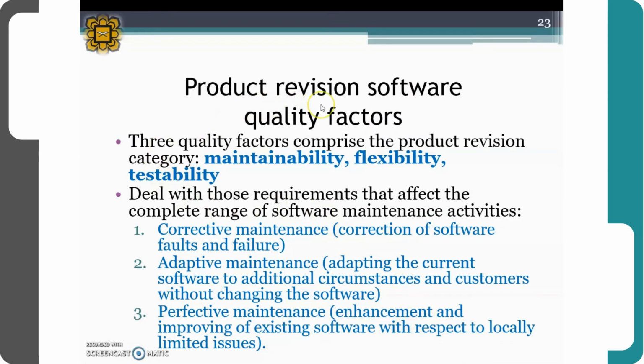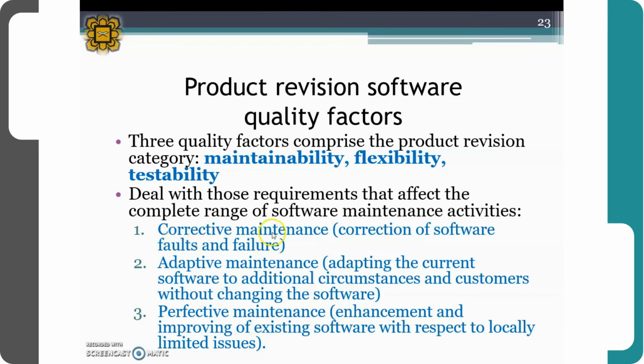Product revision is now about when you have already completed the development process and now you want to maintain the system. Revision means you want to make another version, or you want to update for further improvement and so on. So it deals with requirements that affect the complete range of software maintenance activities, including corrective maintenance, adaptive maintenance, or perfective maintenance.